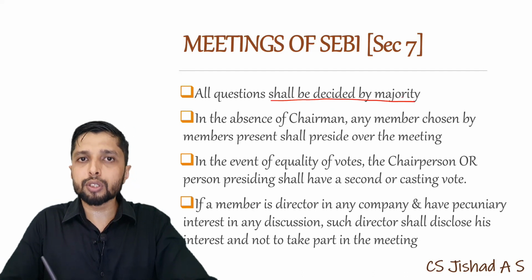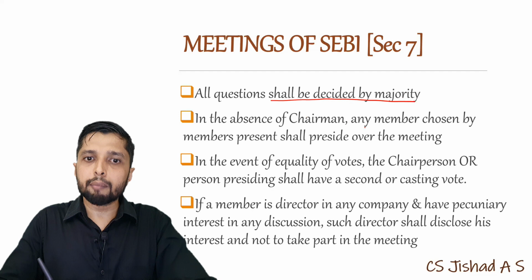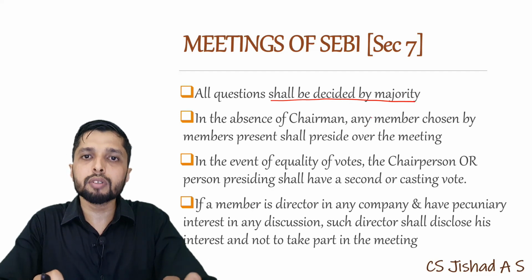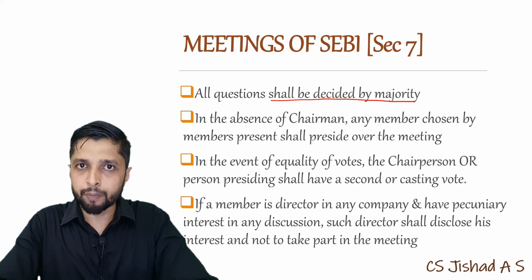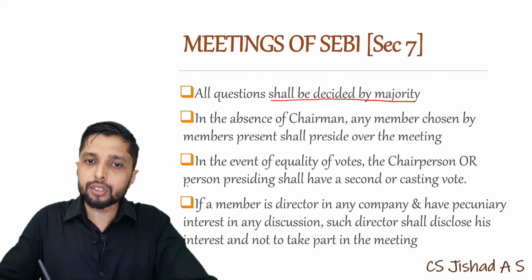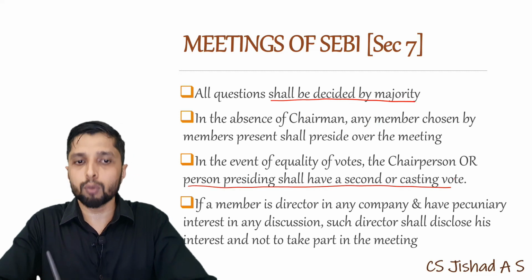If the chairperson is not present in a meeting, a member who has taken over or who is elected by the other members will preside over the meeting. In the case of equality of votes, the chairperson or person presiding shall have a casting vote or second vote.